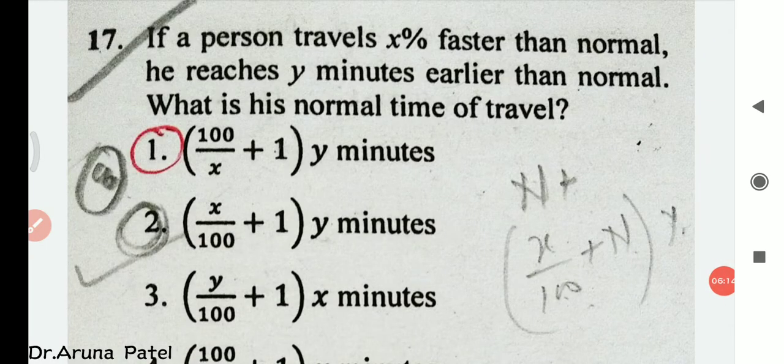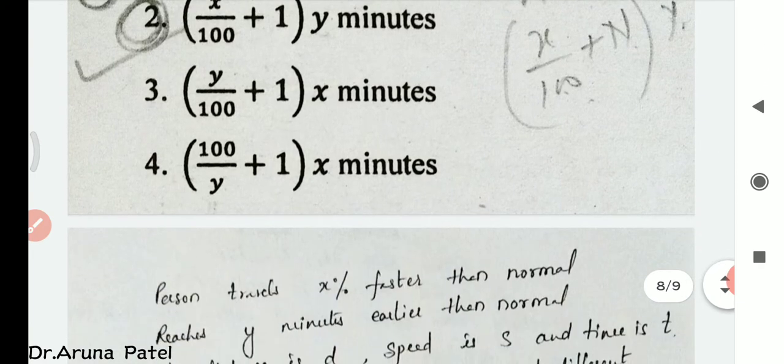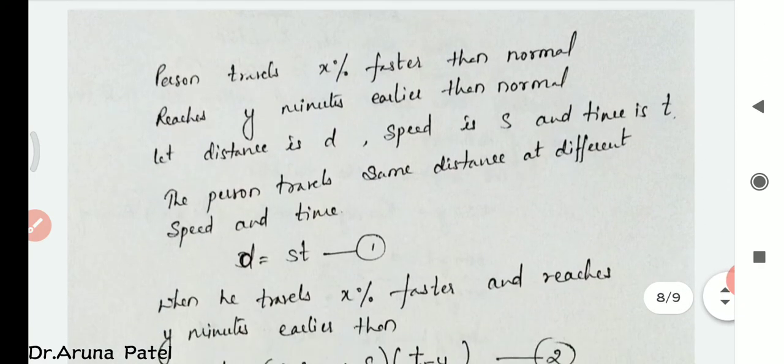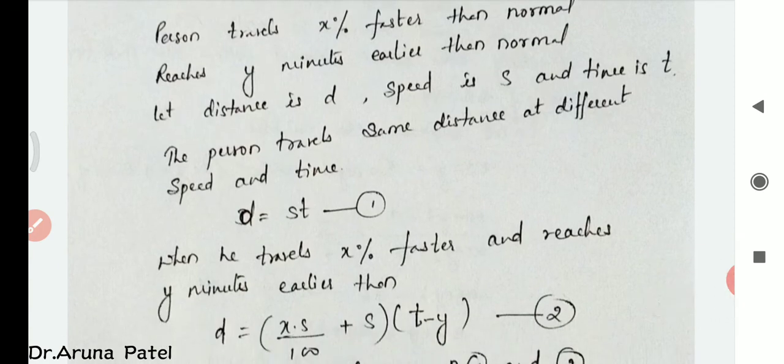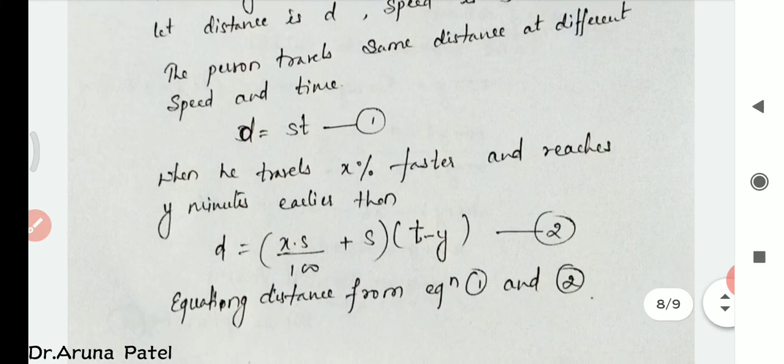Now this is question number 17. If a person travels x% faster than normal, he reaches y minutes earlier than normal. What is his normal time of travel? So here are the four options given. Now see the solution. The person travels x% faster than normal and reaches y minutes earlier than normal. Let distance be d, speed be s, and time be t. The person travels the same distance at different speed and time, meaning the product of speed and time must be equal to the distance. So if the distance is the same, then if speed is high, time is low; if time is high, speed is low. So here we are using this concept.